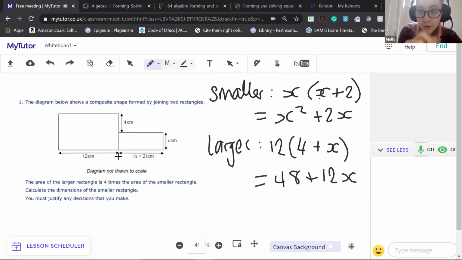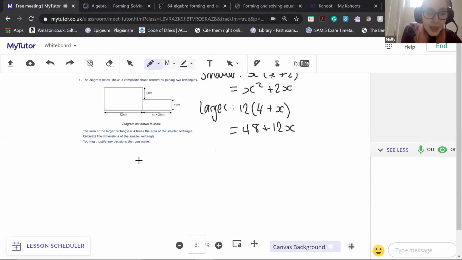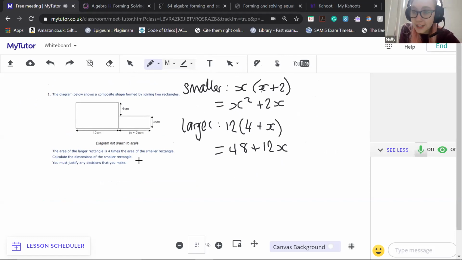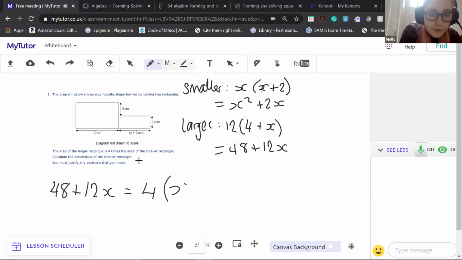And now we can form our equation. The area of the larger rectangle is 4 times the area of the smaller rectangle. That sentence tells us the equation to write. So the area of the larger rectangle is 4 times the area of the smaller rectangle.